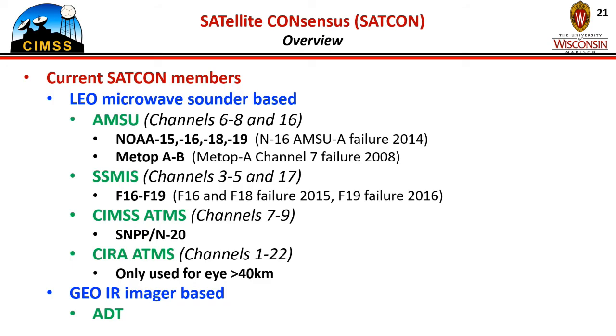The SATCON uses many different types of sensors in the derivation of its intensity estimates. It uses three available passive microwave sounders, the ATMS, the SSMIS, and the AMSU. Different channels are used for each different sounder. For the ATMS, CIMSS and CIRA, which is the Cooperative Institute for Research in the Atmosphere in Fort Collins, Colorado, each use a different algorithm utilizing different channels from the ATMS. Since the microwave imagery is not available at the frequency of geostationary satellites, the ADT is also used in the SATCON.